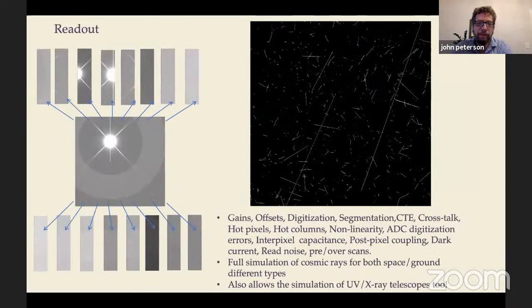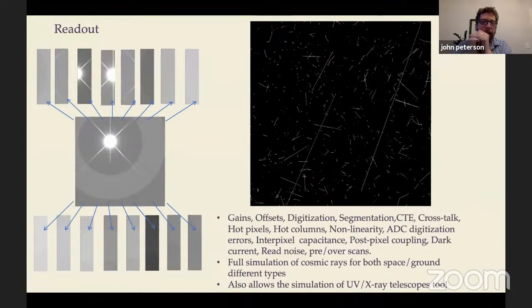Finally, the last part is the readout. You can put tons of things in, and different devices have all their own issues, but we have everything in there, like gains, offsets, the whole digitization process, charge transfer inefficiency, all sorts of defects like hot columns and hot pixels, read noise, dark current, all that kind of fun stuff, crosstalk.